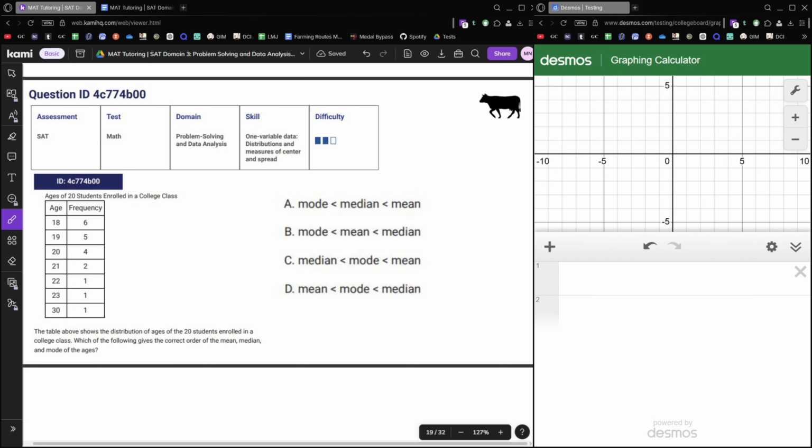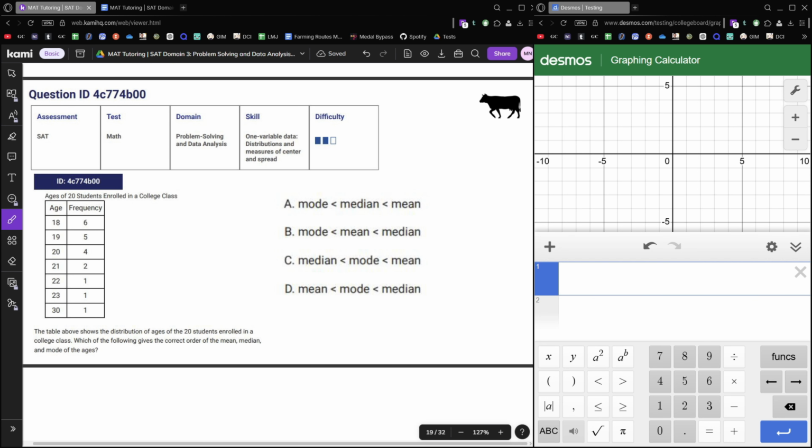Slide number 19. They give us a table and want us to find the mean, median, and mode, and sort it from least to greatest. Same thing here, since we're trying to find the mean and the median, I'm gonna just go ahead and put it in Desmos. Choose any capital letter, L for list, equal sign, and then a bracket. And now we want to type in our data values. For 18, you'll notice that the frequency is 6, so that just means type 18 6 times.